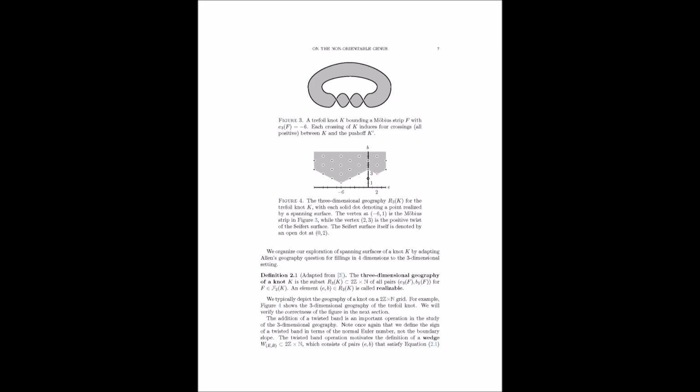Section 1.4, genus gaps. And the central question is, how different can the 3D genus be from the 4D genus? Right. We know the 4D one is smaller, but how much smaller?